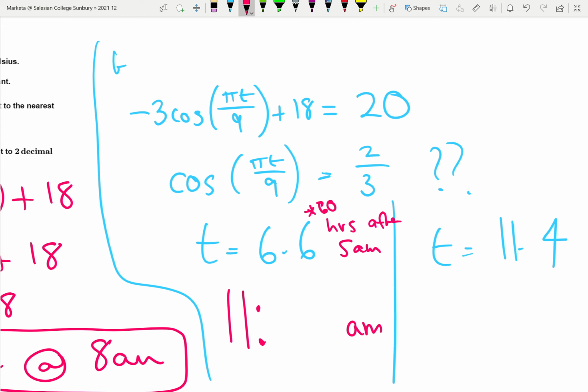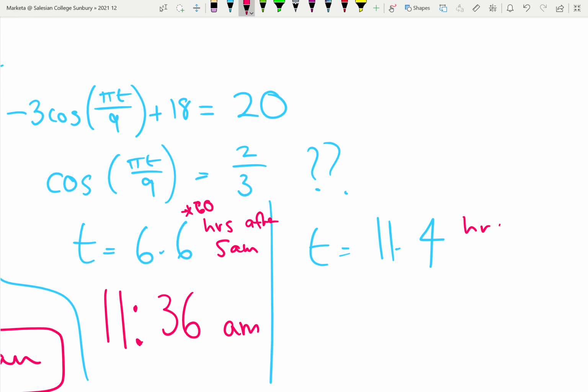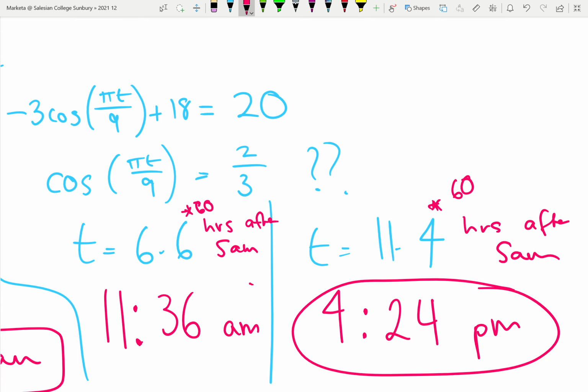So we're going to times that by 60, and we're going to get 36. So it's 11:36 a.m. We do the same thing with 11.4. It's 11.4 hours after 5 a.m. So 11 a.m. and then 5 a.m. Adding on 11 hours, it's obviously going to go to p.m. and that's 4 something p.m. 0.4 times 60 and we're going to get 24. So these are our times.